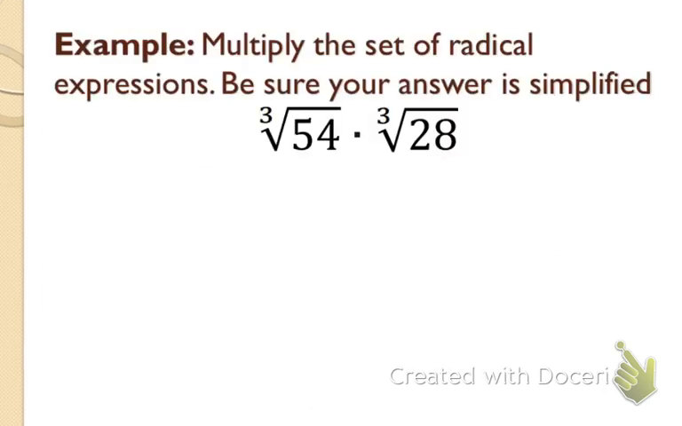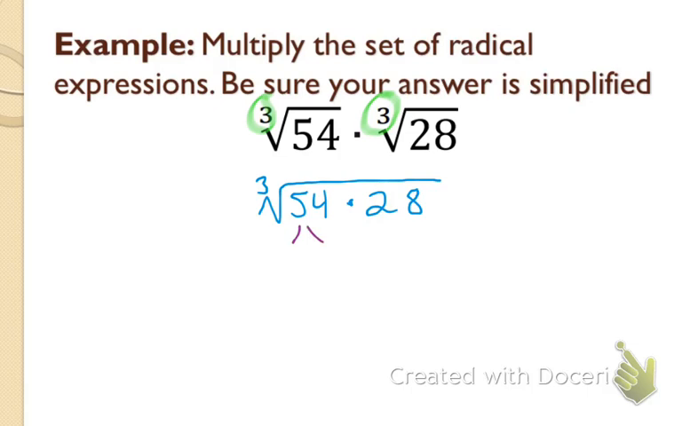Next example. Multiply the set of radical expressions. Be sure your answer is simplified. Okay. First thing you want to ask yourself is, is it the same root? Same index, same root, so we are allowed to do this step. 54 times 28. Now, I'm really not going to multiply 54 and 28 because they will result in a really large number. So what I'm going to do instead is break these two up within the radical. They're in the same radical.